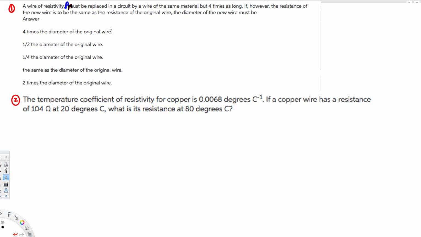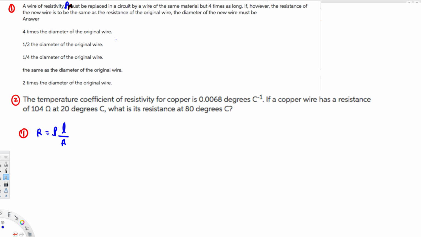So they are saying resistivity is going to be the same because it's the same material, and resistance is also going to be the same. Let's see how we can find the new diameter that matches. They are increasing the length to 4 times. So I'm beginning with the first question. Let's write the equation for the original, like the previous case, when we don't change anything. We know that the equation for resistance is given by rho times length over area.